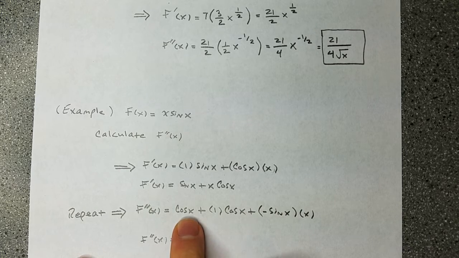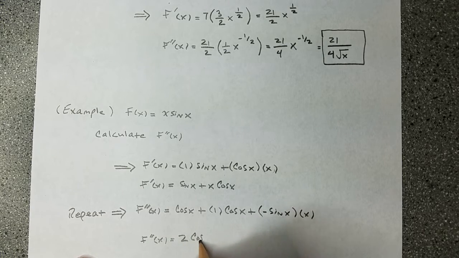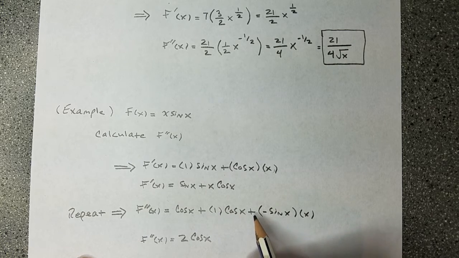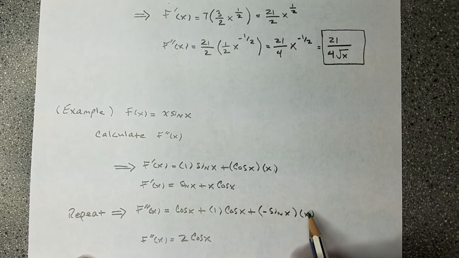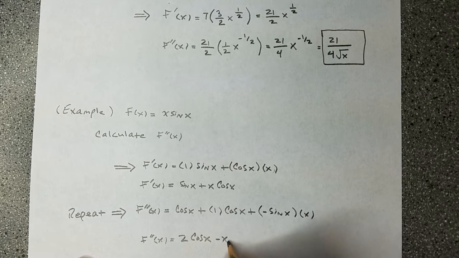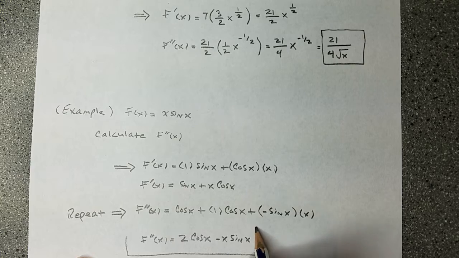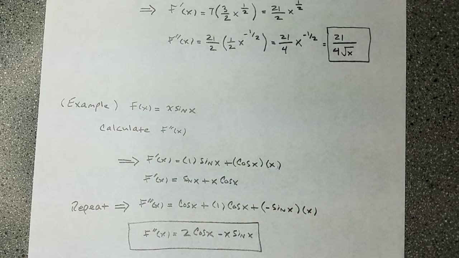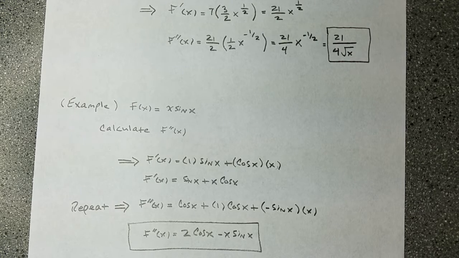I'll get cosine x plus cosine x. I'll get 2 cosine x, because there's 2 of those. They're like terms. And then here I'm adding what turns out to be a negative. And say I move this x, that number, as the coefficient of sine. I'm going to get minus x sine x. Okay. And there's your second derivative. All right, so the rules don't change, though. Most important take-home message from this, the rules don't change.